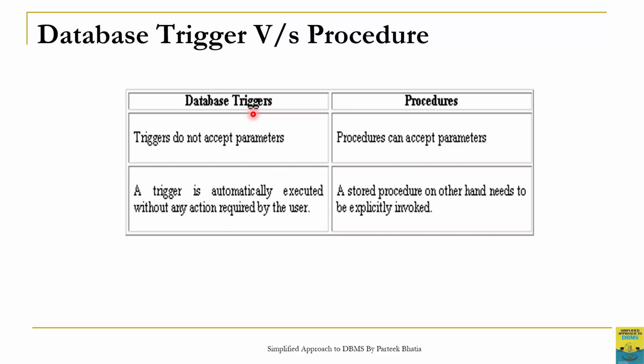Now we can clearly understand the tabular comparison between database triggers and procedures. Triggers don't accept parameters, while procedures can accept parameters. A trigger is automatically executed without any action required from the user, while a stored procedure needs to be explicitly invoked by the user.